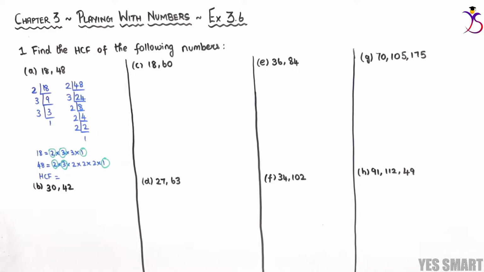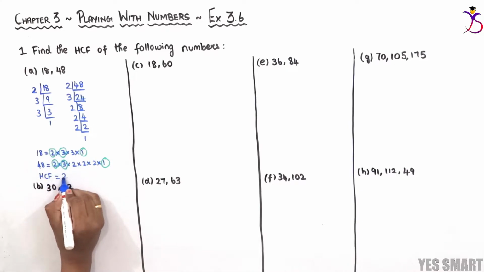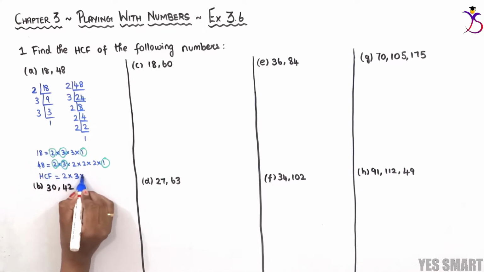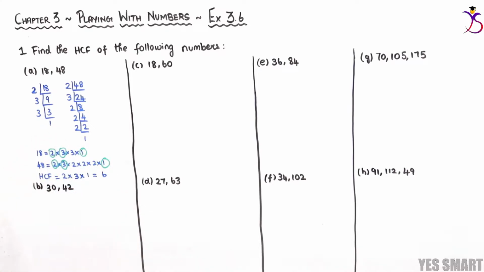HCF is nothing but highest common factor. So we will be finding the common factors and multiplying them to find the highest common factor. For a pair, you are supposed to write one value. That is, 2 is common in both 18 and 48, so for both the 2s, we will write one 2. For both the 3s, we will write one 3. And for both the 1s, we will write 1. 2 into 3 into 1 is 6. Therefore, HCF of 18 and 48 is 6.